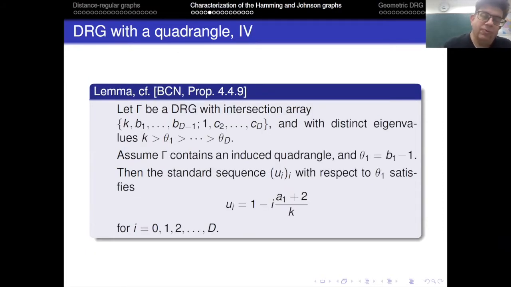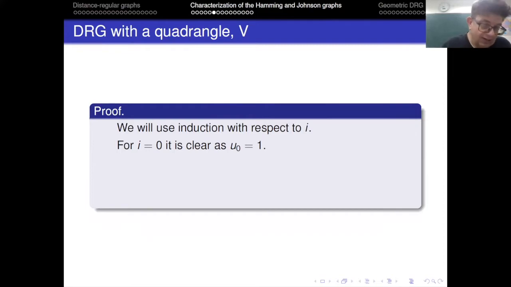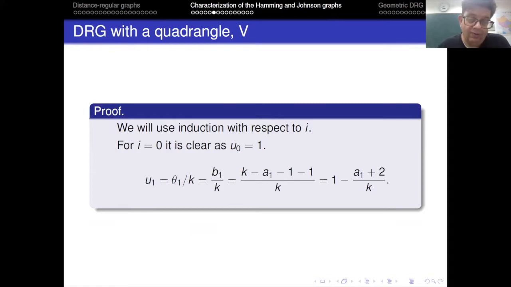So now we assume that gamma contains an induced quadrangle and that θ1 is b1 minus 1. Then the standard sequence ui with respect to θ1 satisfies ui is equal to 1 minus i times (a1 plus 2) over k, for i from 0 to d. And the proof is fairly easy. It's just an induction with respect to i, and it's essentially all trivial.